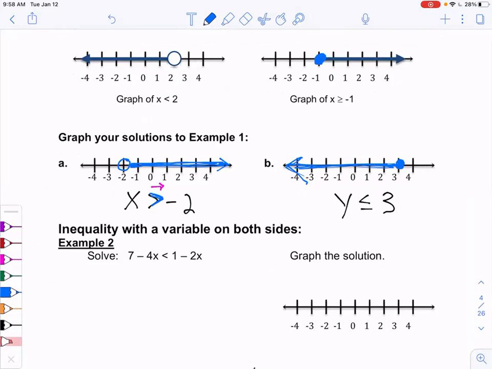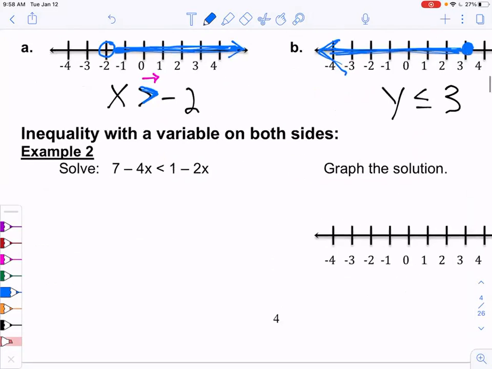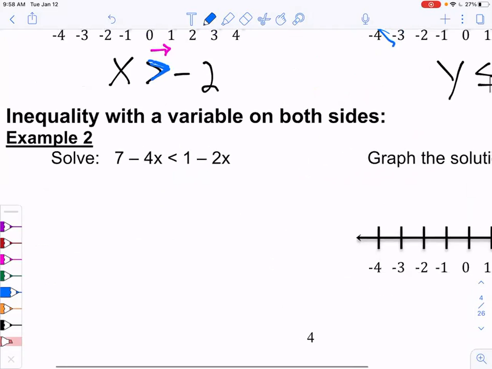Okay. Example 2, I'm going to do with you. Now we have an example with a variable on both sides. It says solve 7 minus 4x is less than 1 minus 2x. So we could start where we get the variables on one side. I'm going to choose to bring them to the left-hand side.